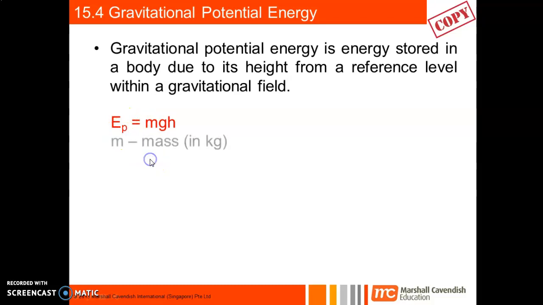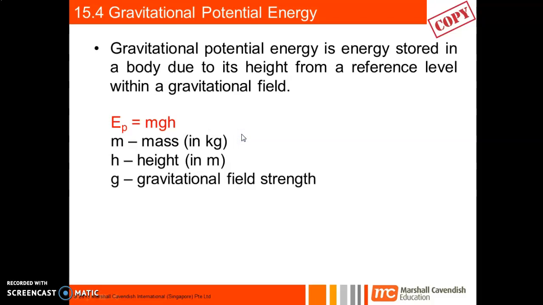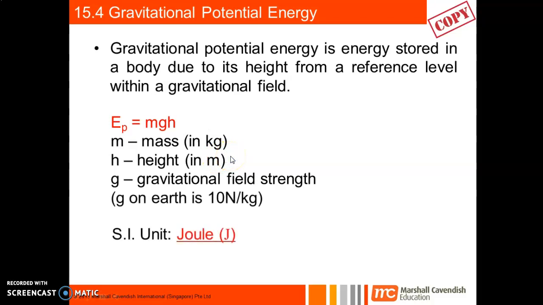m is mass and is always in kg. Please pay attention to the units here. Your mass must always be in kg, not grams, so you must learn how to convert. g is your gravitational field strength, and it's always 10 on Earth. h is height, and take note that the height must be in meters. To use this formula, make sure your mass is always in kg and your height is always in meters. The SI unit is the same as energy, which is joules.